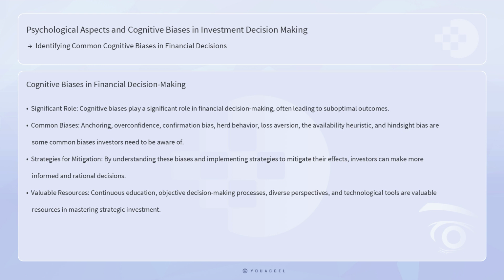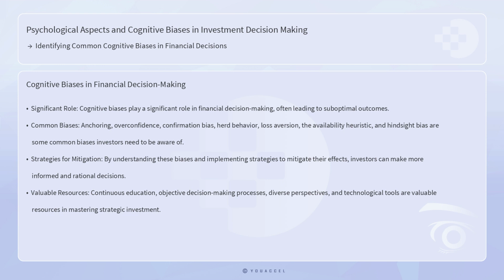In conclusion, cognitive biases play a significant role in financial decision-making, often leading to suboptimal outcomes. Anchoring, overconfidence, confirmation bias, herd behavior, loss aversion, the availability heuristic, and hindsight bias are some of the most common biases that investors need to be aware of.